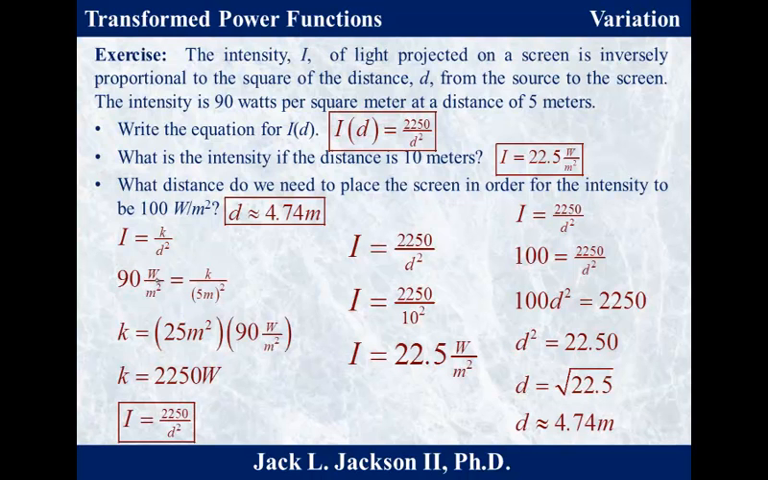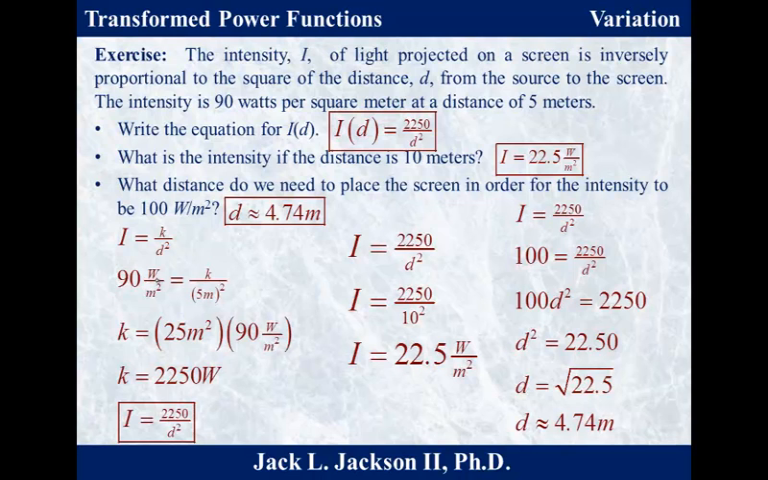Actually, when you take the square root of both sides, we should get the absolute value of d, which would give us plus or minus here, but distance is not negative. So in the context of the problem, we can eliminate the minus. We just need the plus only. So d is the square root of 22.5, which is approximately 4.74, and that's in meters.